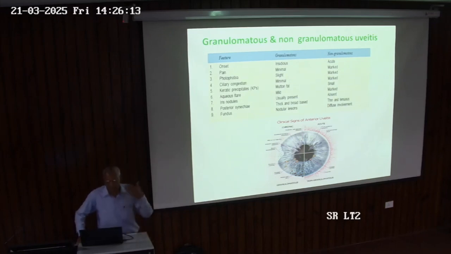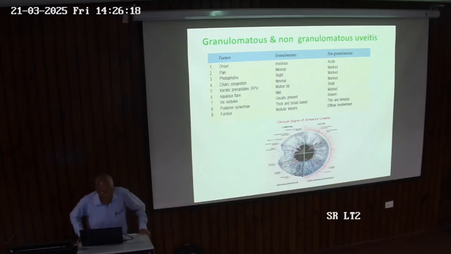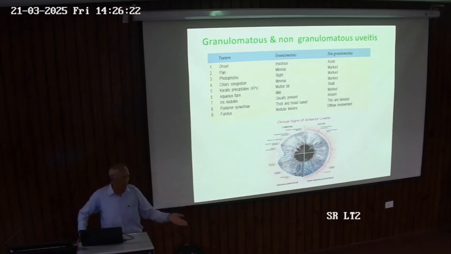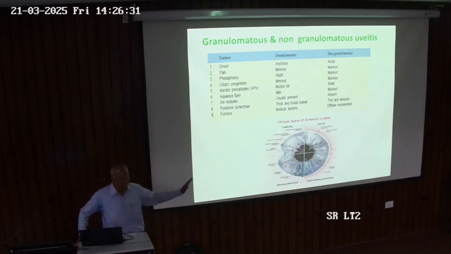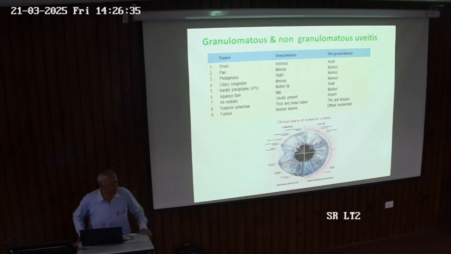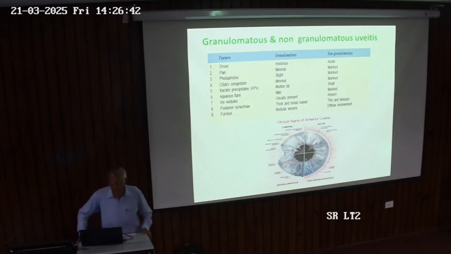Aqueous flare will be mild in granulomatous, marked in non-granulomatous. Iris nodules are usually present in granulomatous because of syphilis or tuberculosis, fine nodules or tubercles, while they will be absent in non-granulomatous. Posterior synechiae will be very thick in granulomatous, and thin and tenuous in non-granulomatous. On fundus examination, nodules can be seen in granulomatous, while there is no or diffuse involvement in non-granulomatous.